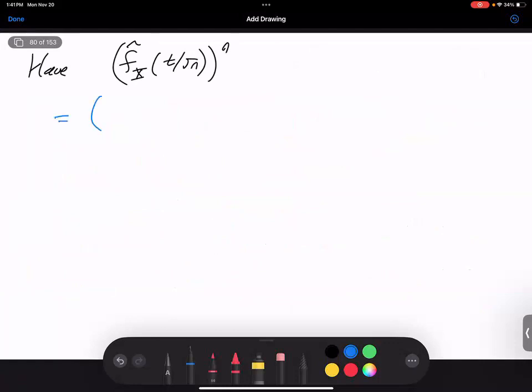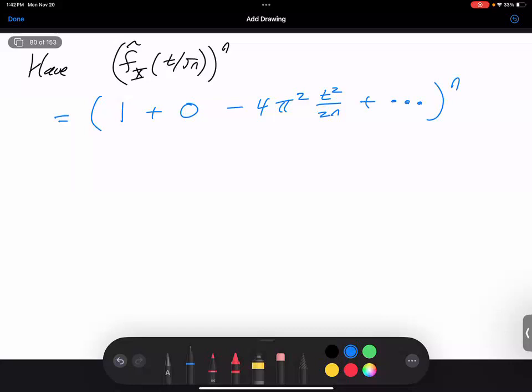So that should be 1 plus 0, minus 4 pi squared, and then y squared over 2 is going to become t squared over 2n, plus dot, dot, dot, to the nth power.